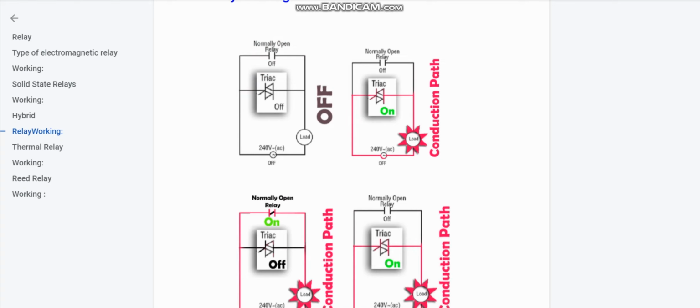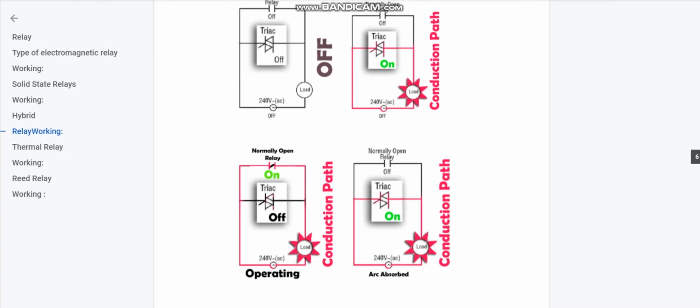When there is no command from the microcontroller, both the electromechanical relay and the solid state relay are off and hence the load is off. This is the turn on state. When the command signal is applied from the microcontroller to turn on the load, the SSR, the solid state relay triac, carries the load for the first cycle and turns on. The triac being solid state turns on at 0 volts in the sine wave, thereby eliminating the arc.